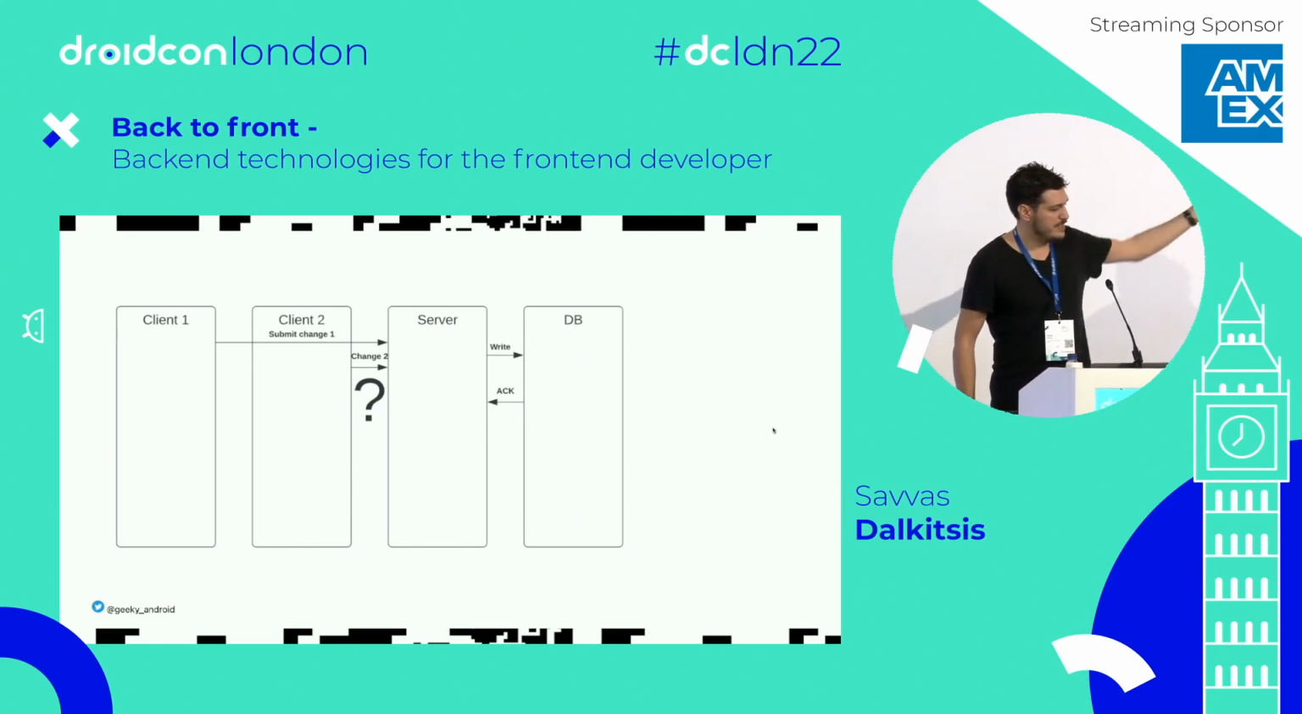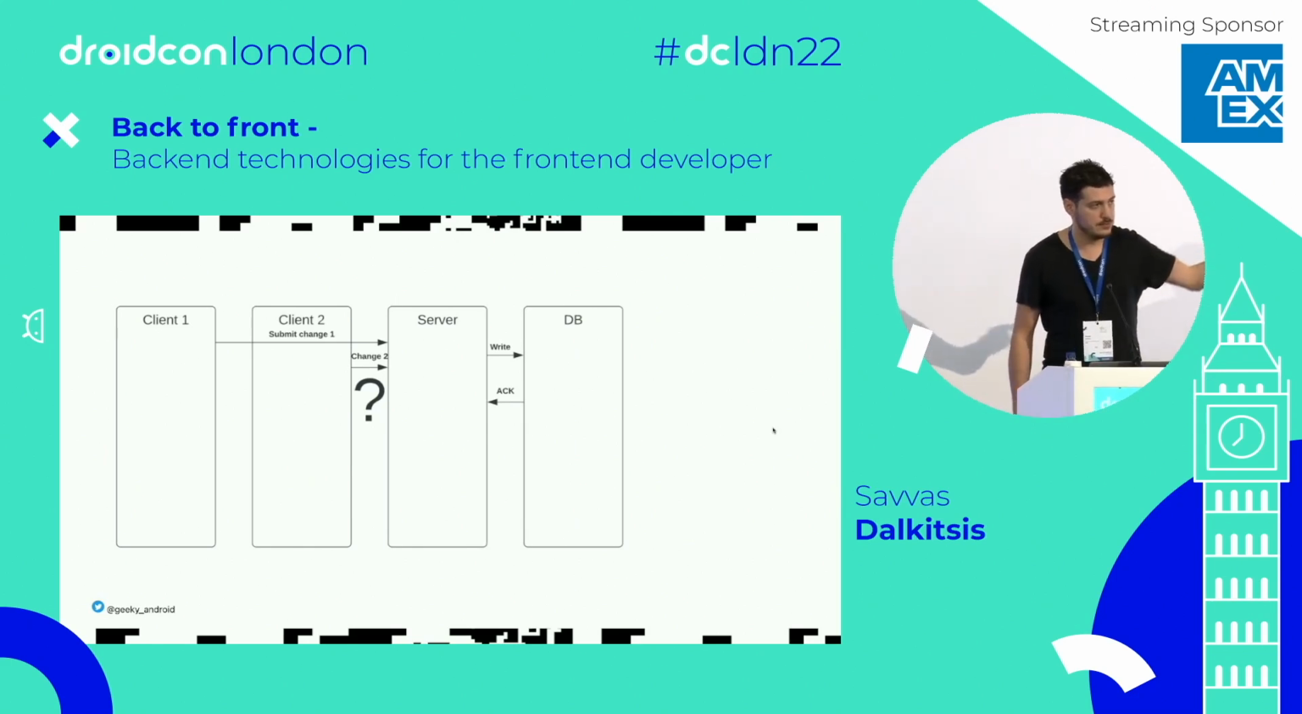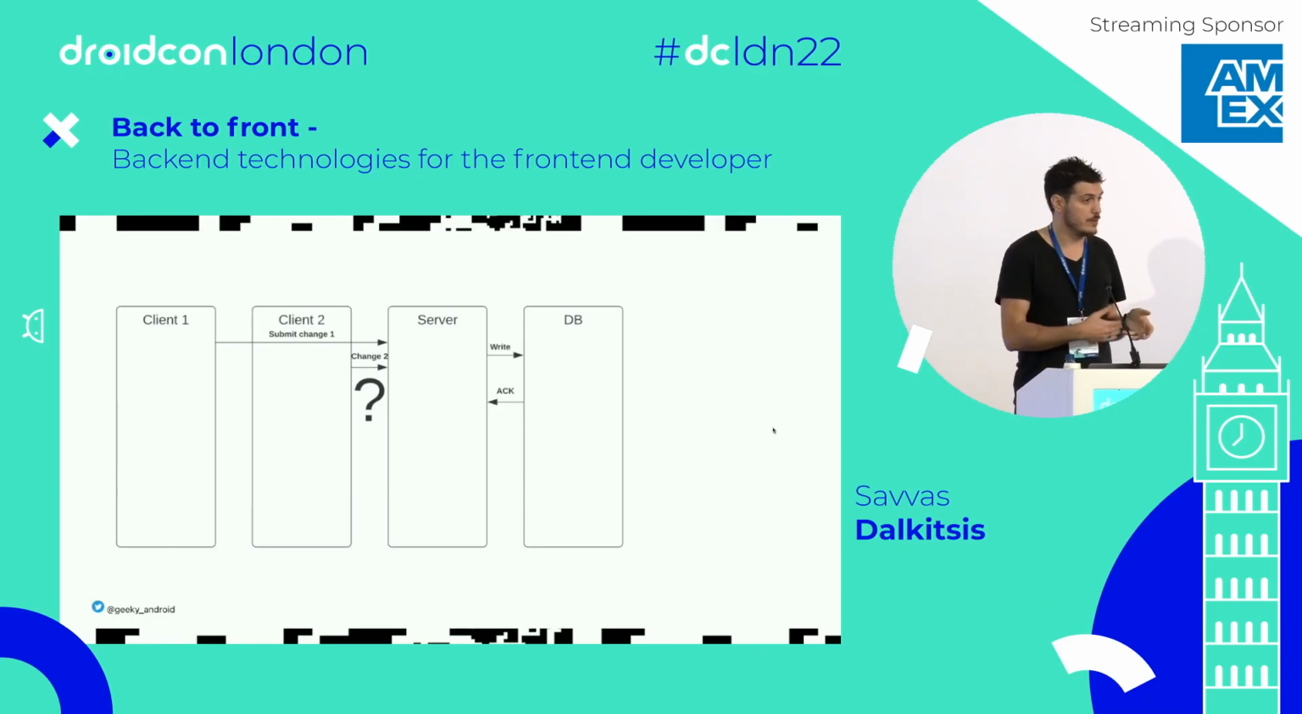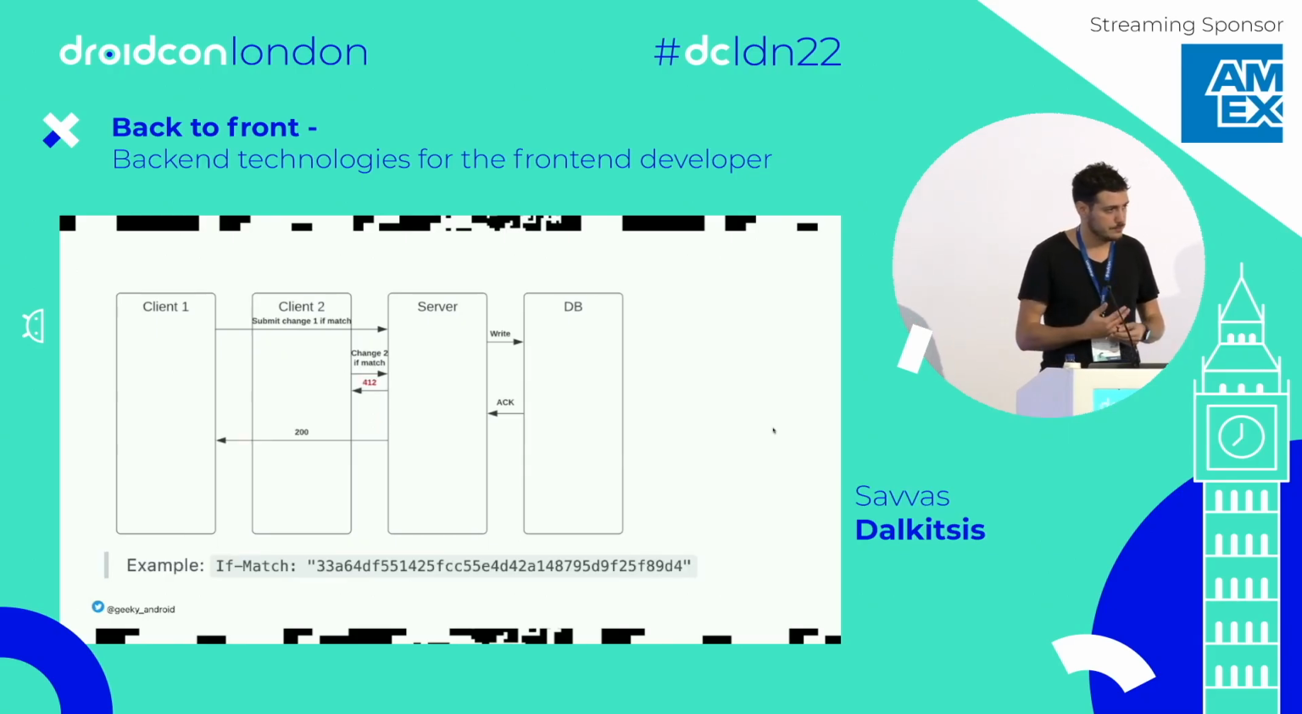So this is the use case. You basically have two clients. They both make a request to submit to the server. The server gets the first request, writes it to the database, and before that operation submits and it receives the acknowledgement from the database layer or whatever it is, the second request comes in. So what do you do there? Well, the solution is, again, an e-tag.